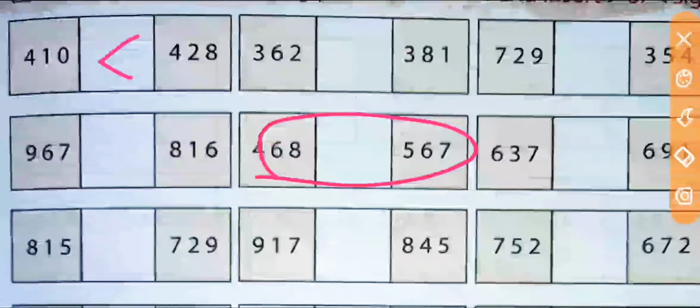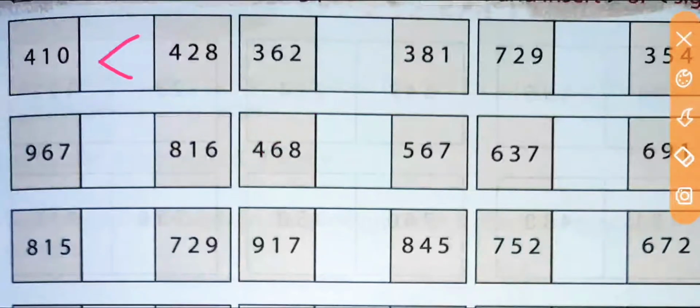Now the next question, this one, we have to check the digit of hundreds. Since this is a 3 digit number, we have to check the digits of hundreds. The digit of hundreds for the first number is 4 and the digit of hundreds of the second number is 5, and we know 5 is greater than 4. So 567 is greater than 468. This is the representation. Now let us solve this question.